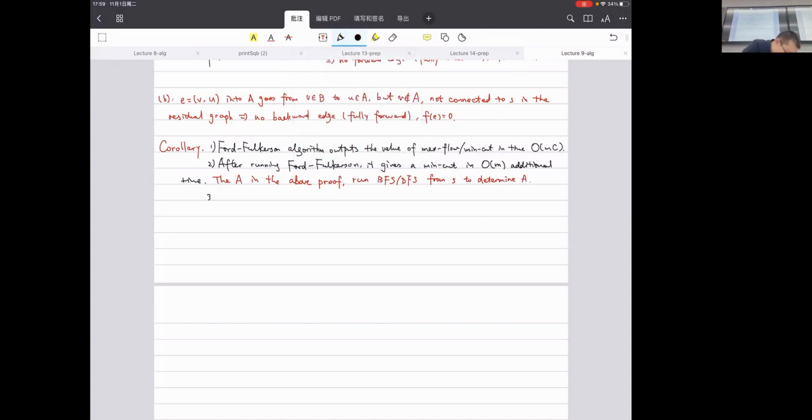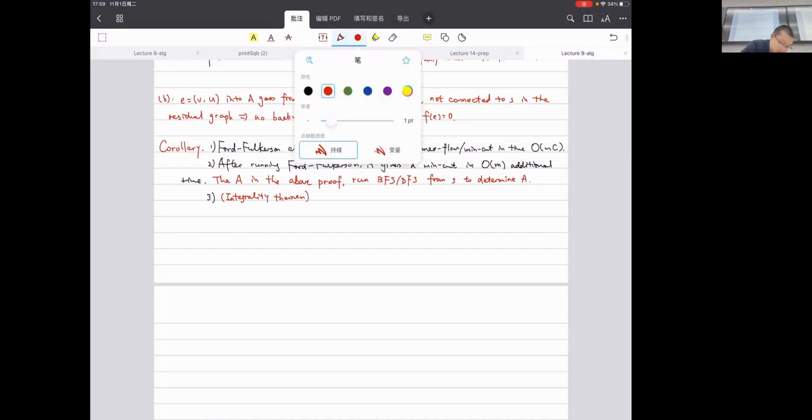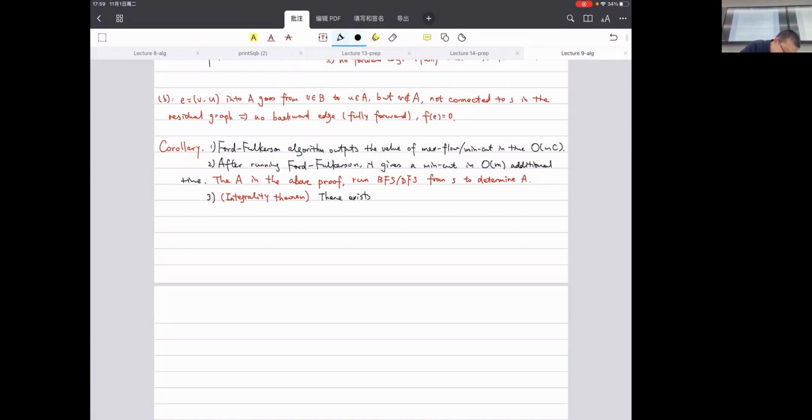The third observation is going to be very important. We are going to use this next class. This is called the integrality theorem. Basically, there exists a max flow such that FE for all E in E is an integer, if all the capacities are integers.